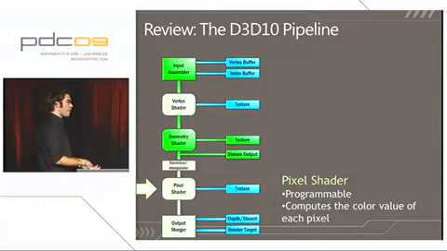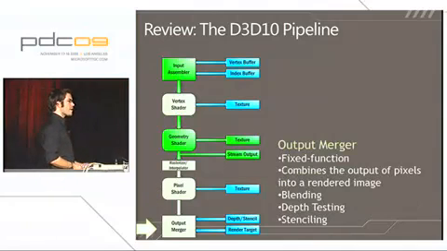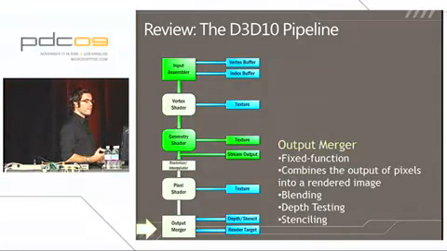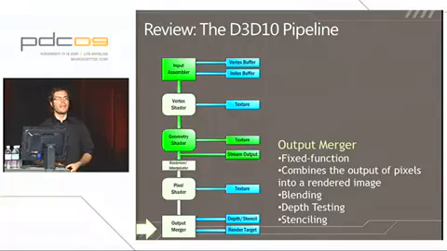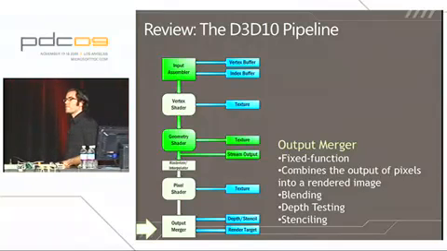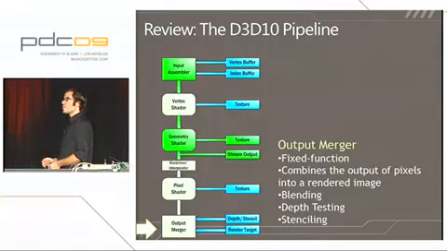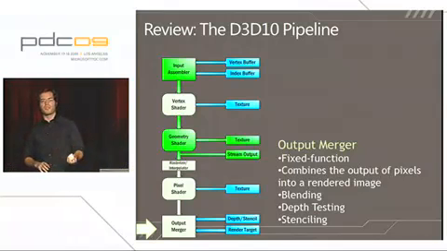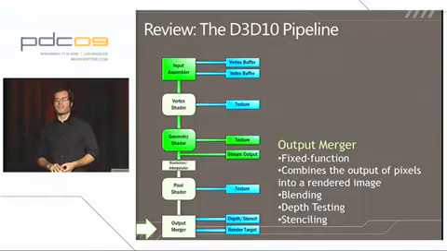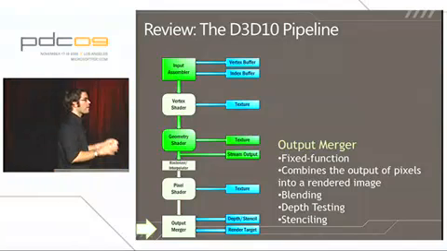So now we have the colors that were provided. The last step is the output merger. This is another fixed function step that does things like blending those pixels onto the screen or figuring out whether or not a pixel is visible at all by doing occlusion culling. Another term for this is depth testing, where you're storing a depth value, and if there's a pixel that's already rendered to the screen that's closer, don't even bother rendering this one to the screen.